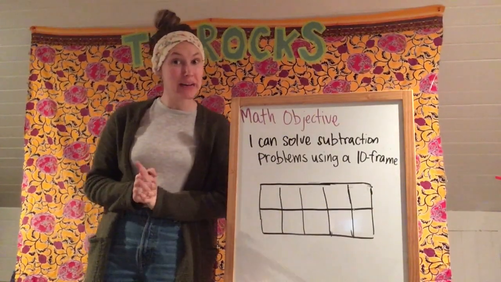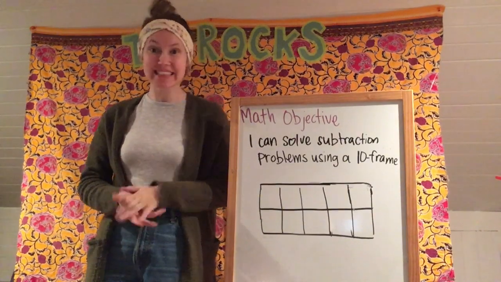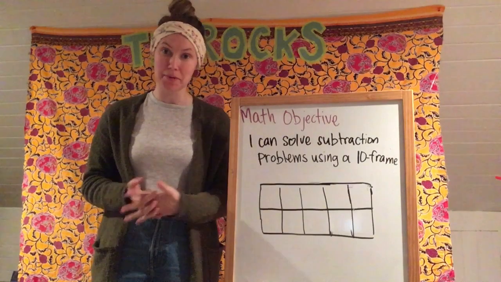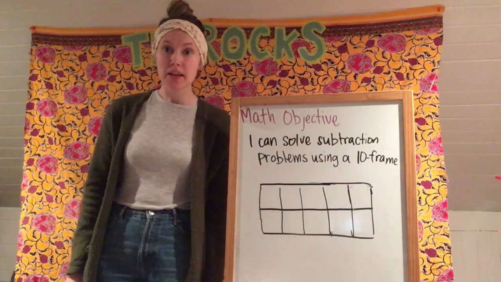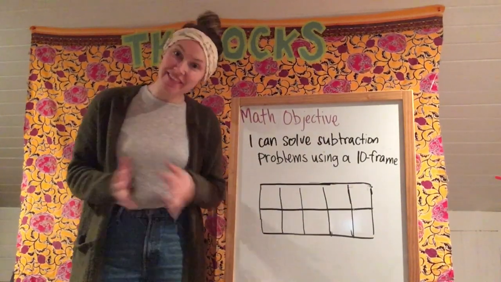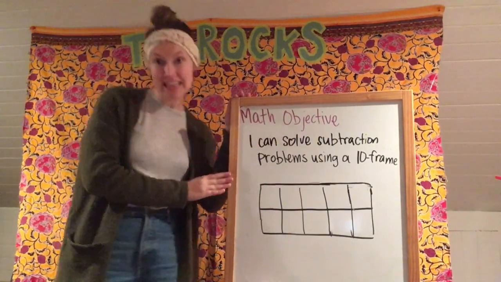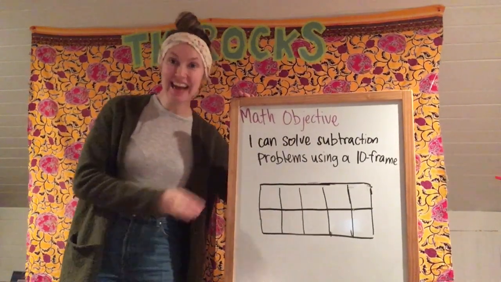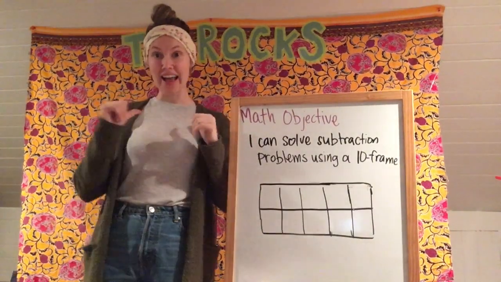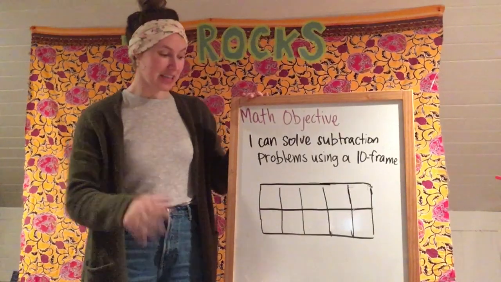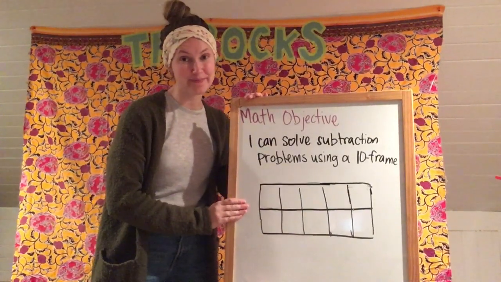Today we're continuing our work with Linus the Minus, and we're going to be using a new strategy to help us with solving our number sentences with Linus the Minus. So let's begin with our objective and then we'll hop into this new strategy. So objective is what we are going to learn. I can solve subtraction problems using a 10 frame.